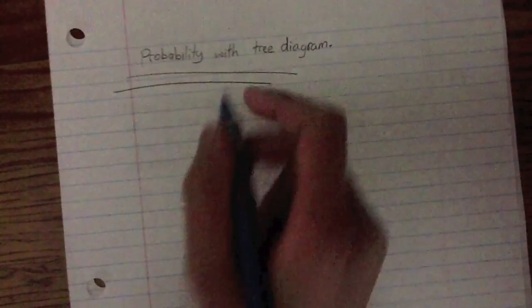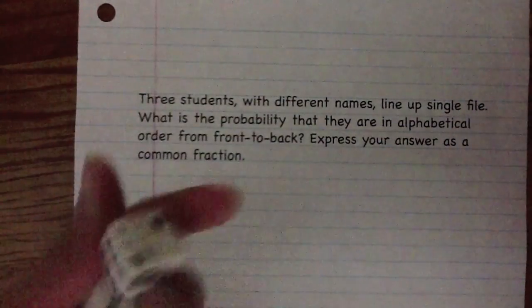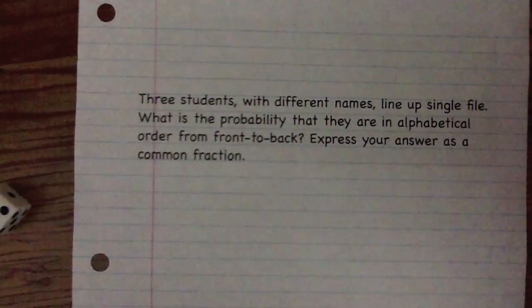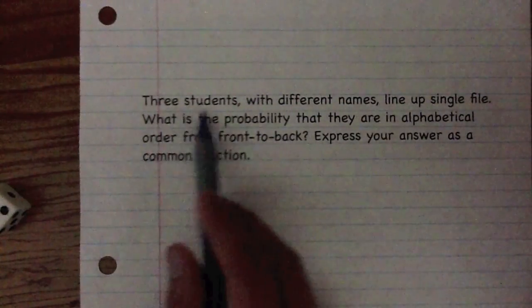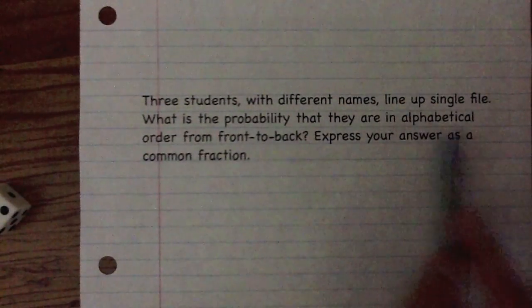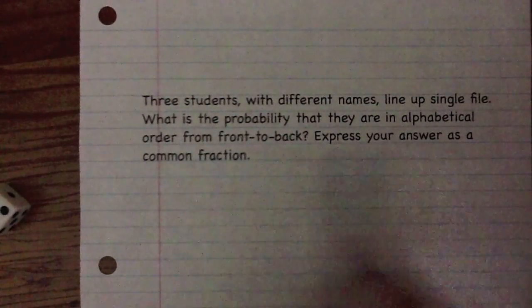Probability with tree diagrams. So right now we're going to focus on the tree diagram. Here's a problem we can use for an example. Probability. 3 students with different names line up single file. What is the probability that they are in alphabetical order from front to back? Express your answer as a common fraction.